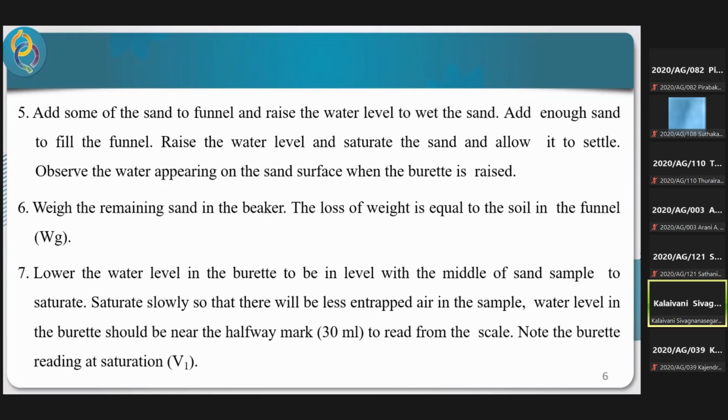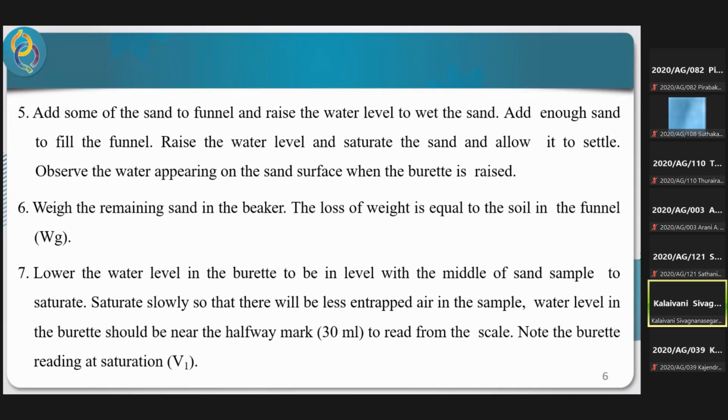We have to saturate the sample very slowly to reduce the entrapment of air. So we have to carefully adjust that water column. Here they have mentioned the water level in the burette should be near the halfway mark. That means 30 milliliter to read from the scale. At that time you have to note the burette reading.